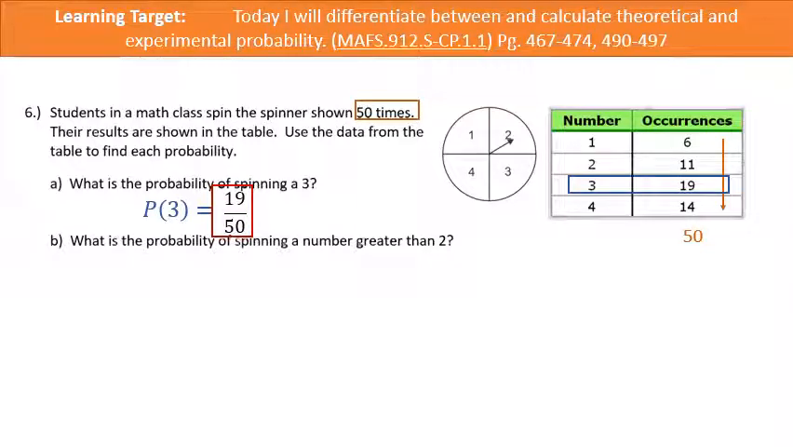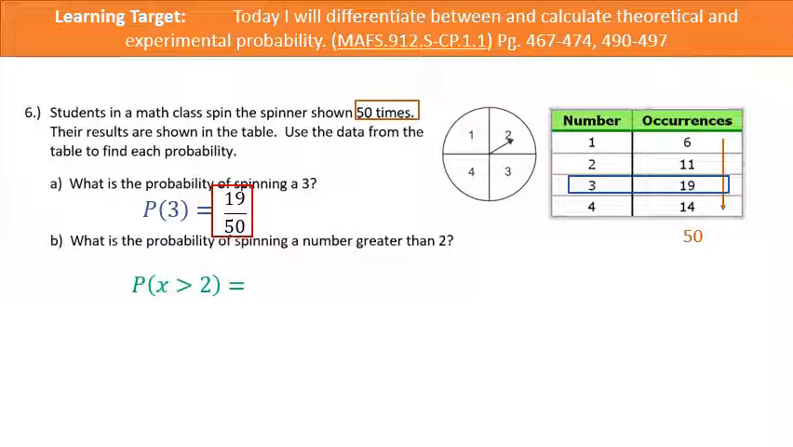All right, look at B. What's the probability of spinning a number greater than 2? I used x here just to put a variable in there. So the probability that x is greater than 2.